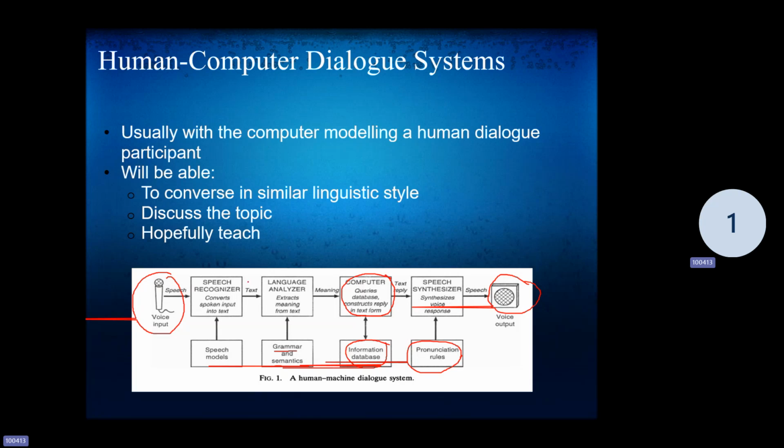Because your input is in the format of text, there is no need of a speech recognizer. Here, the language analyzer works, which extracts meaning from the text. If you write what is NLP and it gives advantages of NLP, then you get a wrong output. So it extracts the meaning from the text, searches for your query in different databases, and then gives a text reply. No need of a speech synthesizer here because our input is in the form of text.